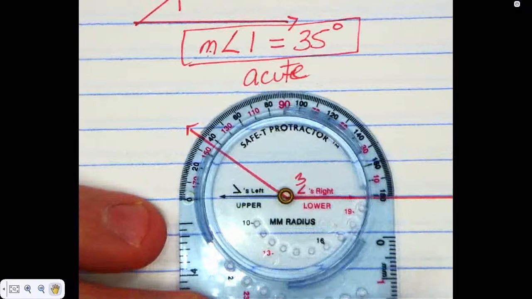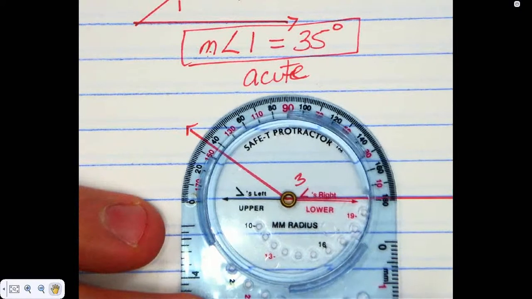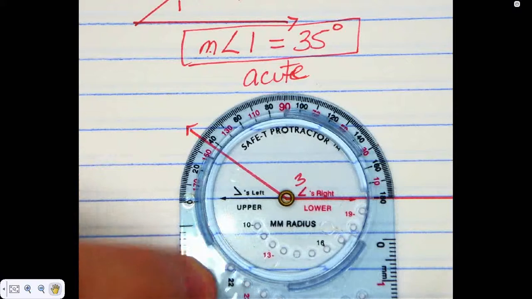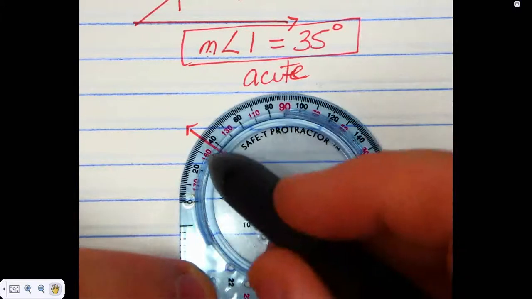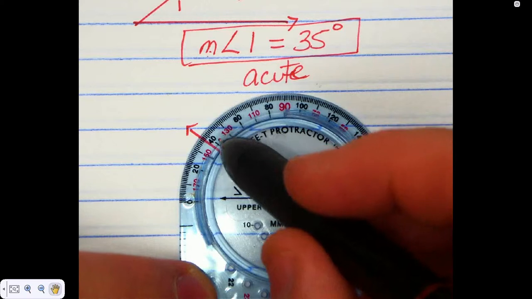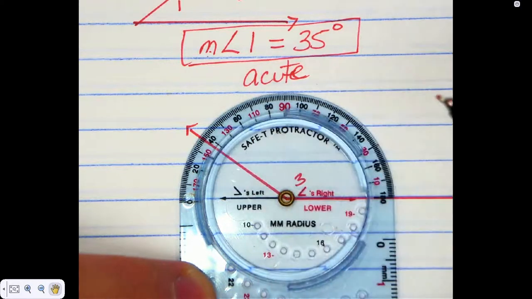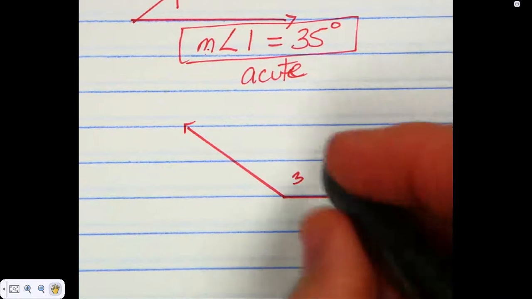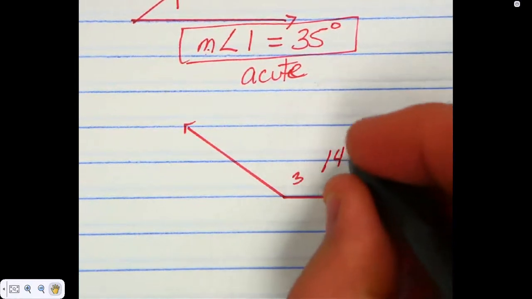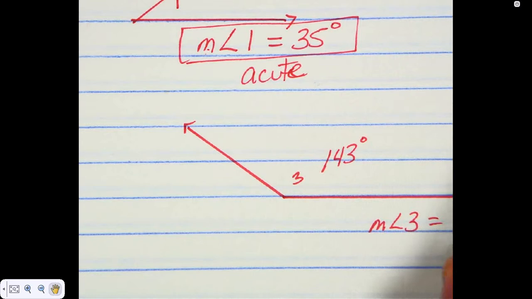What about here? I find the line, the 180 there. Do you think this number is above 90 or below? Above. So it's 140... 143 it looks like. Yep, okay. 143 degrees. So the measure of angle 3 is equal to 143 degrees.